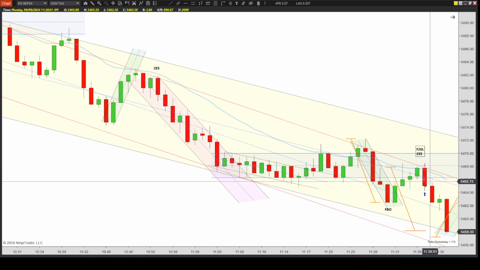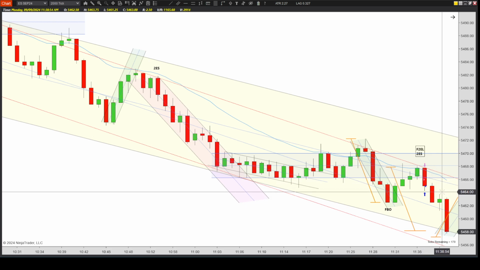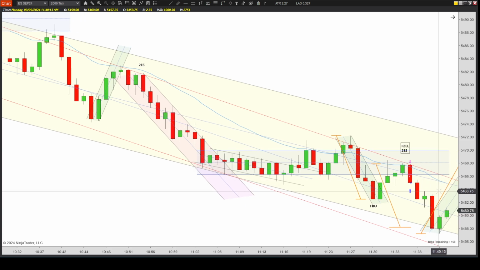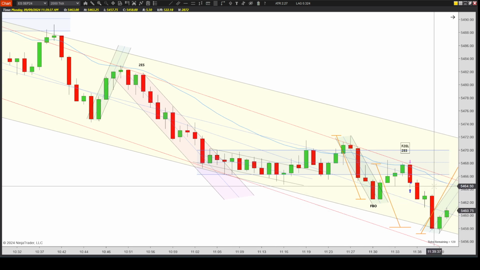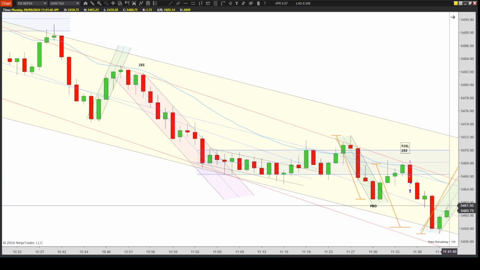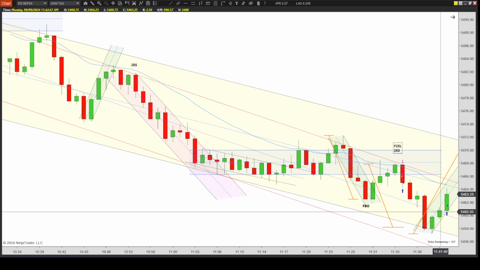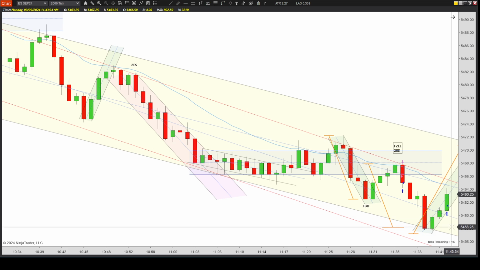Then I move my runner one tick below this guy, then one tick below this guy, then one tick below this guy. So when it's starting to reverse up, I'm thinking, should I try to get more profit out of it? So when it reversed up to here, I quickly dragged my runner stop down to here, and that's where I got stopped out.